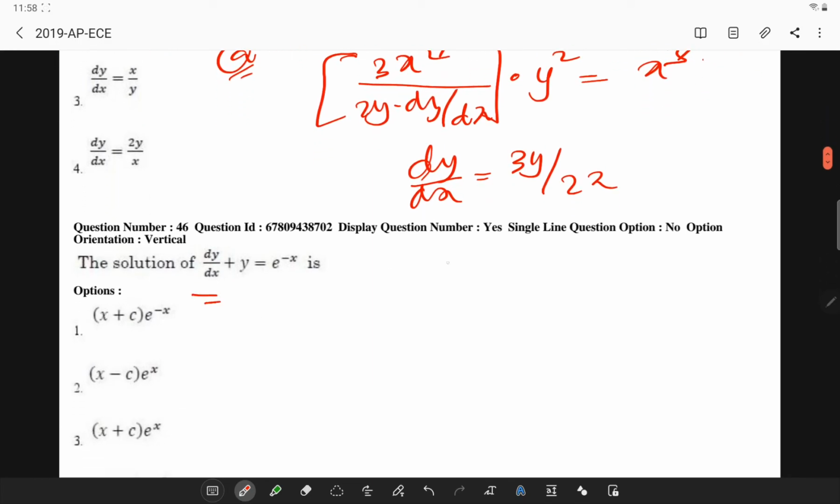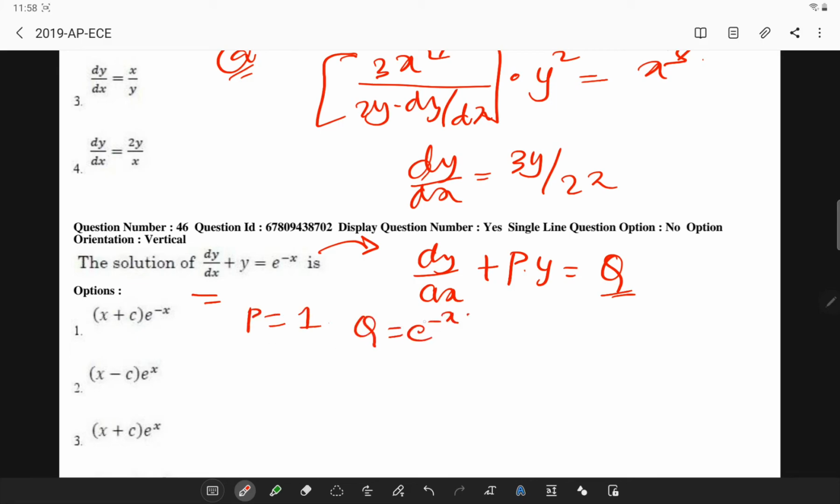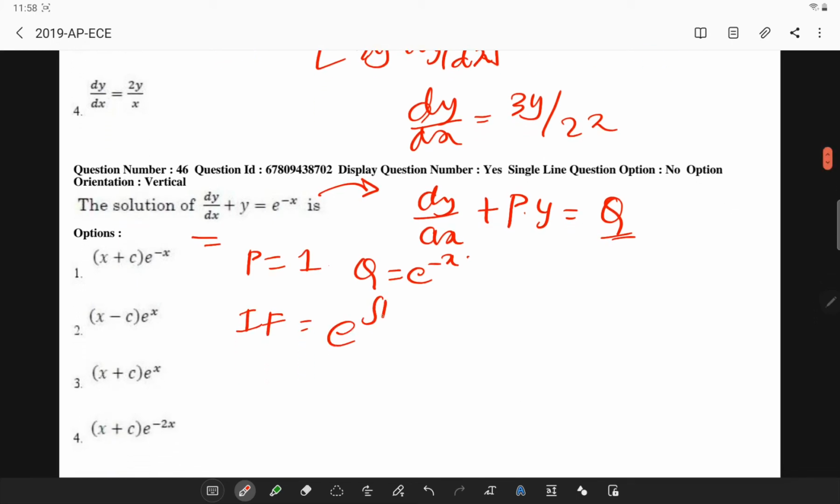So the next question. If you observe dy by dx plus p into y is equal to q, this differential equation is in this particular form. Therefore if you compare, you will have p is equal to 1 and q is equal to e power minus x. The integrating factor is given by the formula e power integral p dx, which here is e power integral 1 dx, which is e power x.